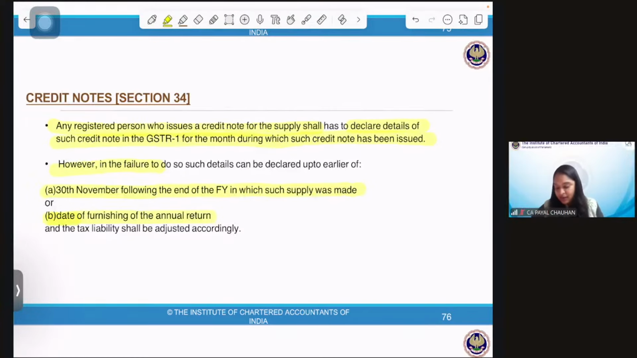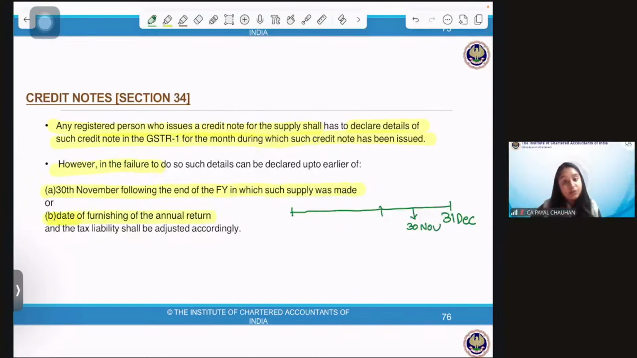Can anybody tell me what is the date of filing the annual return under GST? Perfect, 31st December. So this is the financial year to which the credit note relates, and the due date of filing the annual return under GST, or it is 30th November.